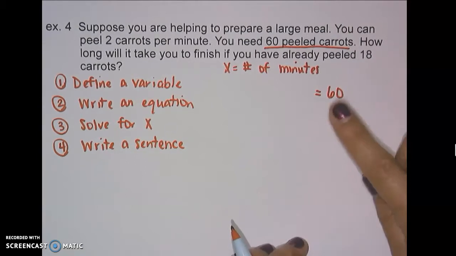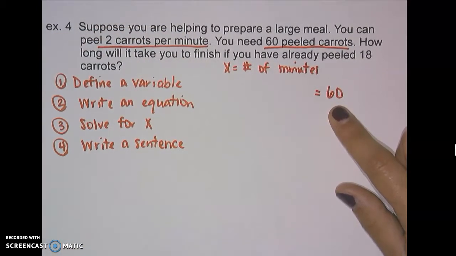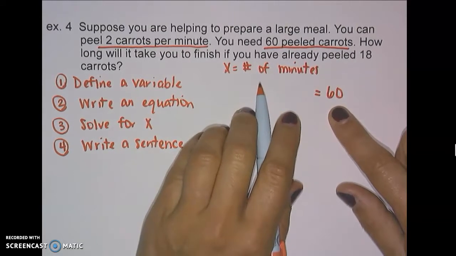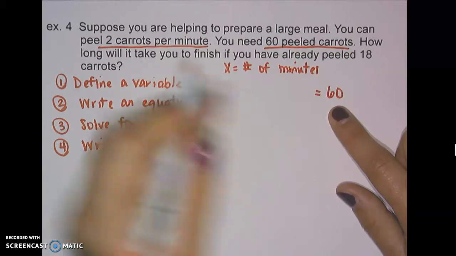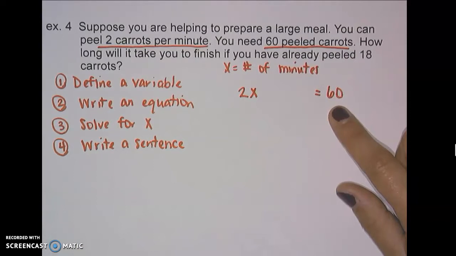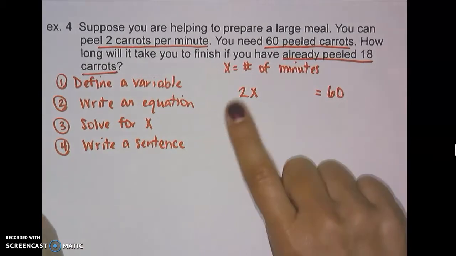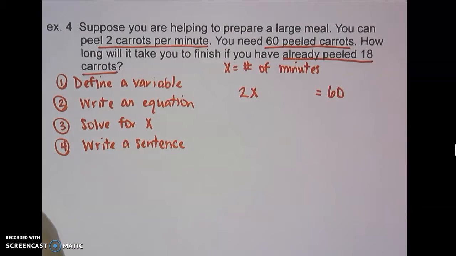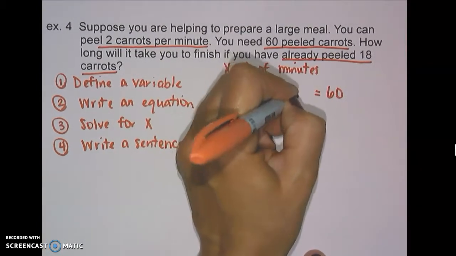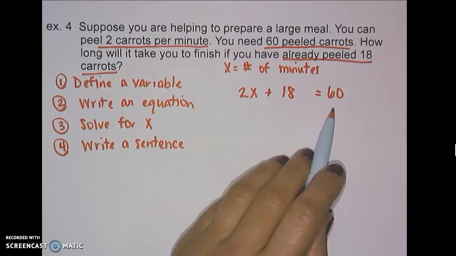Okay, so our total is 60. That's going to go over here. We need 2 carrots per minute. That's how fast we can do this job. 2 carrots per minute. Well, if x is the number of minutes, and we can do 2 per minute, that means that we're going to take 2 and multiply it by x. We've already peeled 18 carrots. So if I take 2 times the number of minutes that I'm going to be working, that's how many carrots we're going to be peeling, I have to add to that the 18 that I already peeled. 2x plus 18 equals 60.